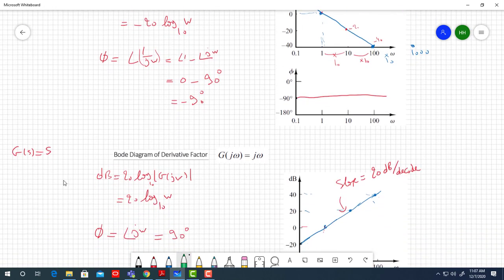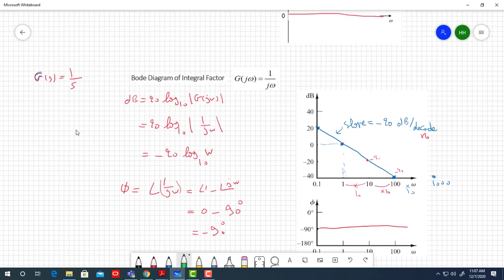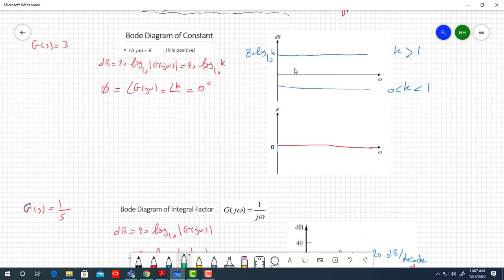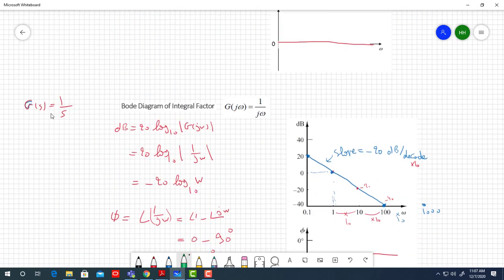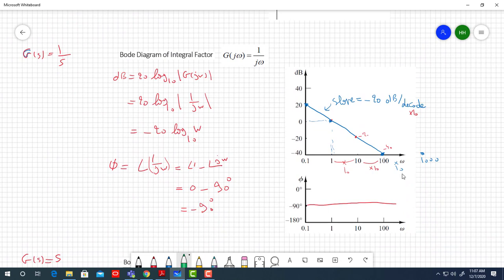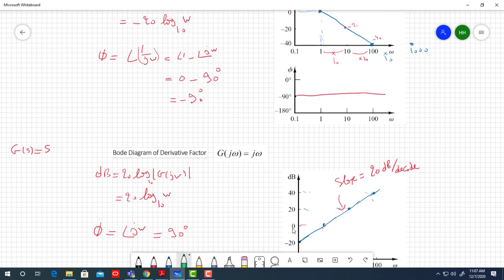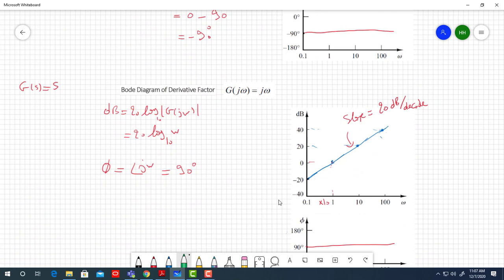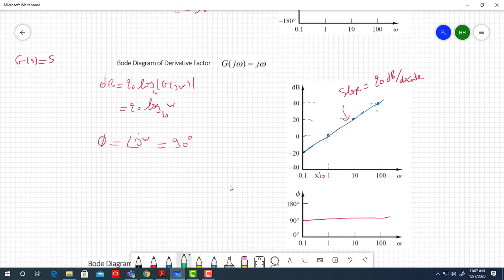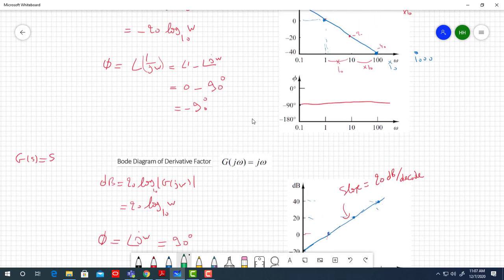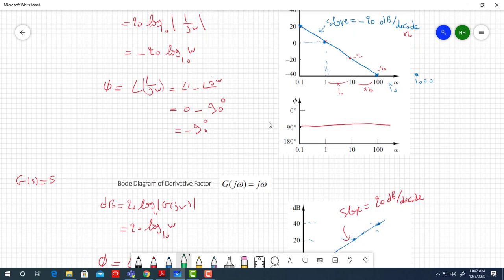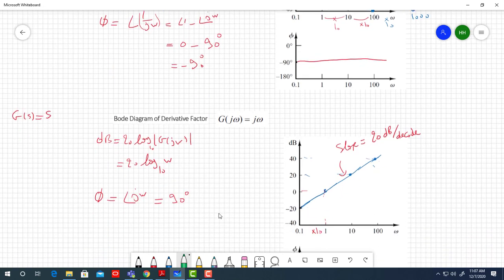Also we did the derivative, so now we need to remember: a constant is drawn directly as a constant term. Pure integral is drawn with minus 20 decibel. Pure derivative is plus 20 decibel per decade, and the phase is plus 90, so 90 degrees in advance. If it is integral, it is 90 degrees behind, lag.